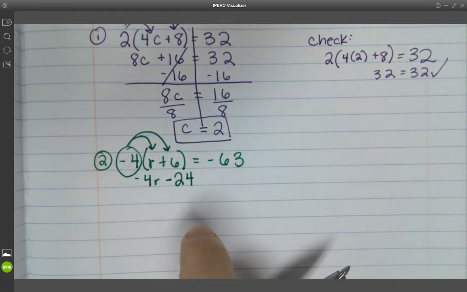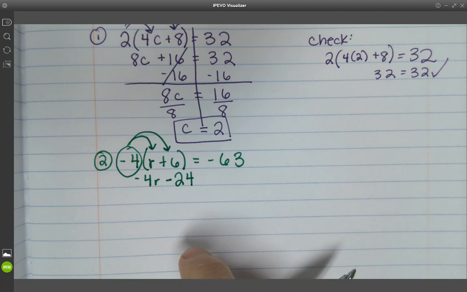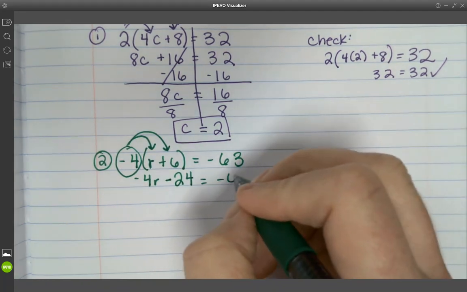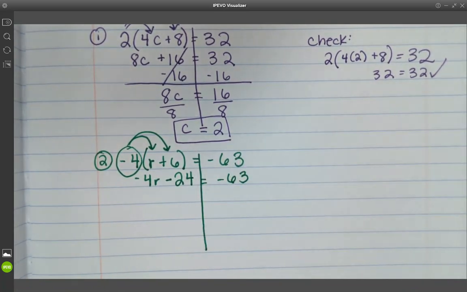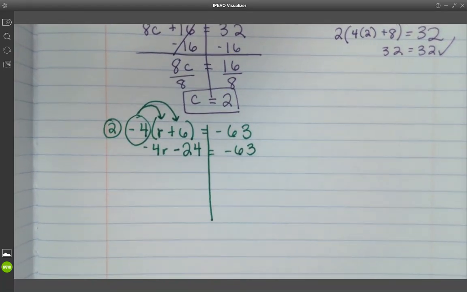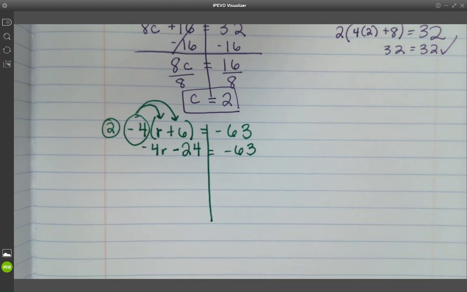Don't put minus a negative. You're adding an extra sign in there. You could put plus a negative if you want, but still, you're adding an extra sign. Don't do it. You don't have to. Okay, equals negative 63. Oh, need to draw my line down. Okay, so I have distributed. I don't need to combine like terms.